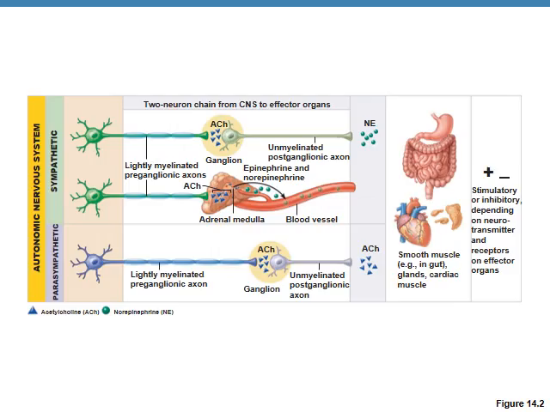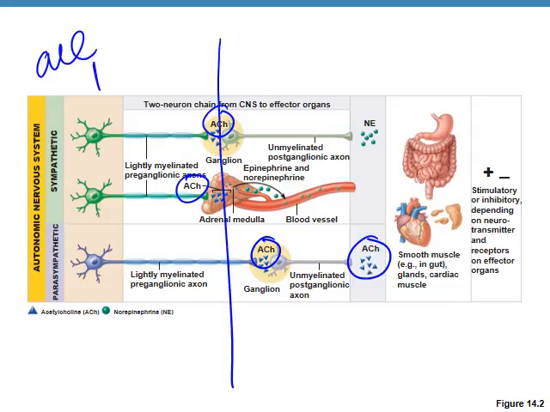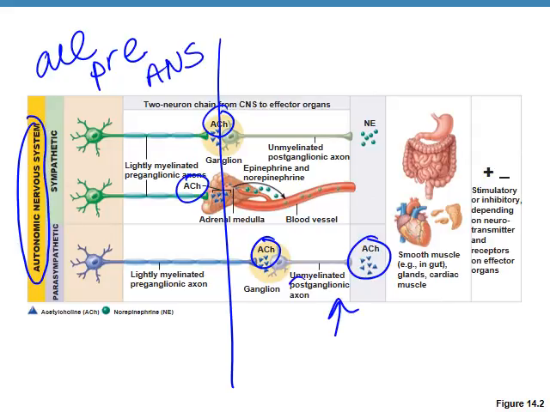If the last slide was confusing to you, you need to pull this figure up and make sure that you can pinpoint when acetylcholine is released and when norepinephrine is released. So you can see acetylcholine here being released. So it says all preganglionic neurons of the autonomic nervous system, and specifically just the postganglionic axon of the parasympathetic system. For the sympathetic, we can see that all posts are going to release norepinephrine.